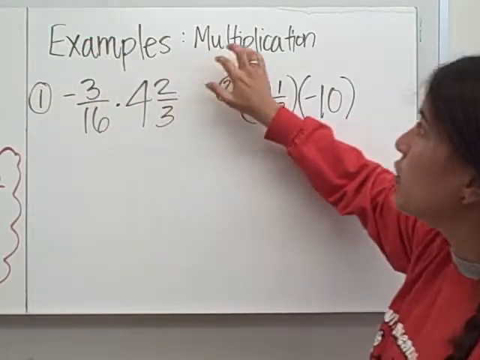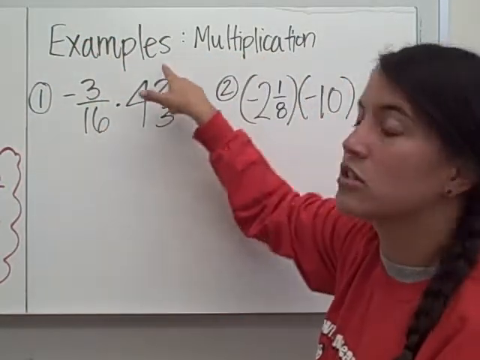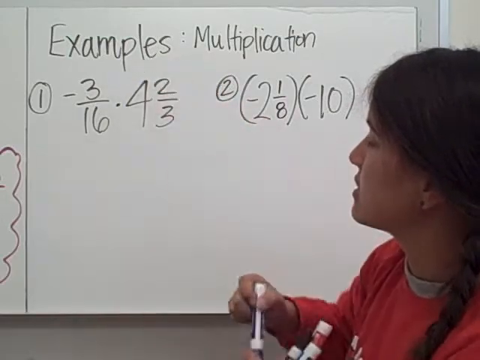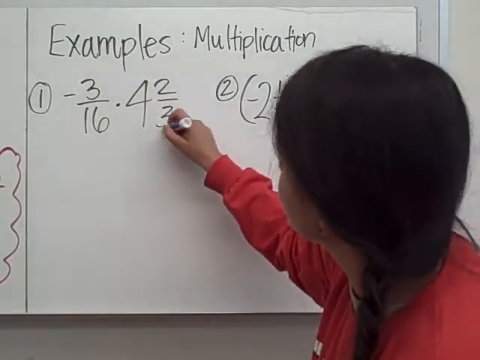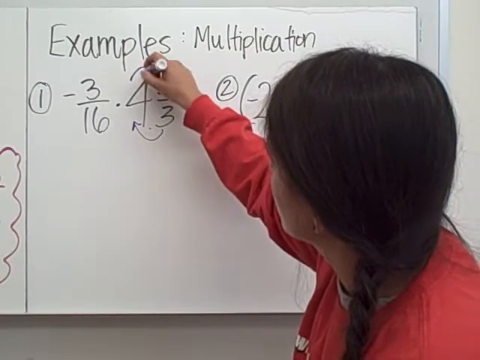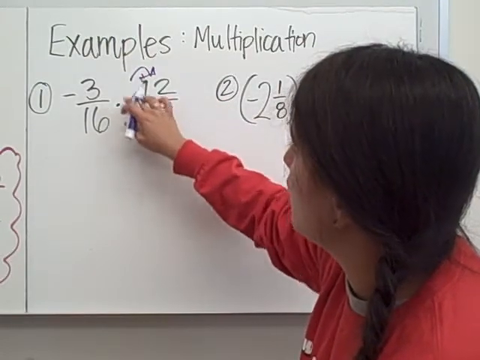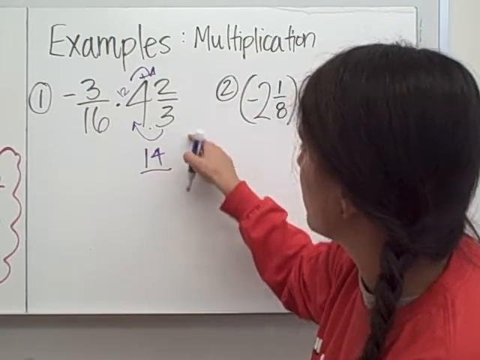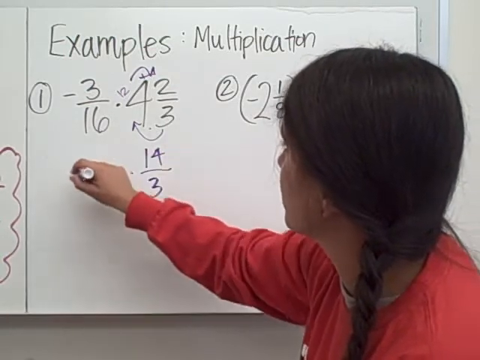So here are two multiplication examples. Just going to go over multiplication first. We have to change this mixed number to an improper. So 3 times 4 is 12. 12 plus 2 is 14. Remember to keep 3 the same.